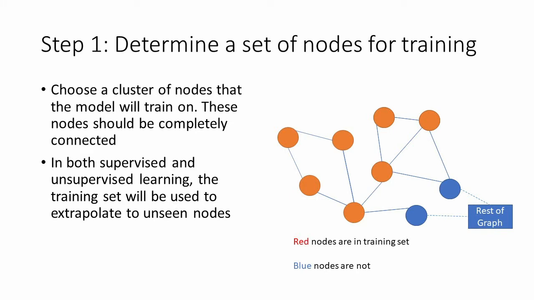Now, let's talk about this three-step process in a little bit more detail. First, a set of training nodes should be chosen from the graph so that the model can learn from them. It should be a completely connected component, and the model will learn from the nodes and the interactions between them to generalize trends to the rest of the graph.